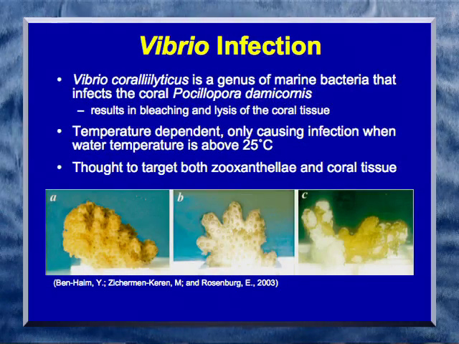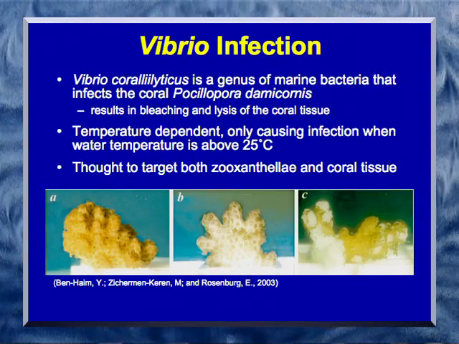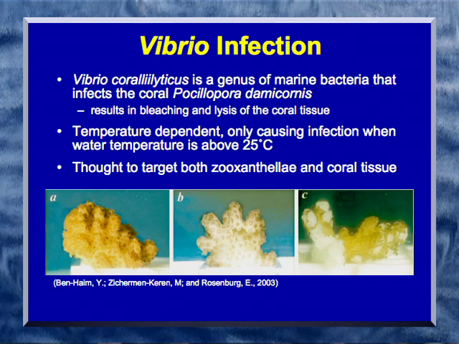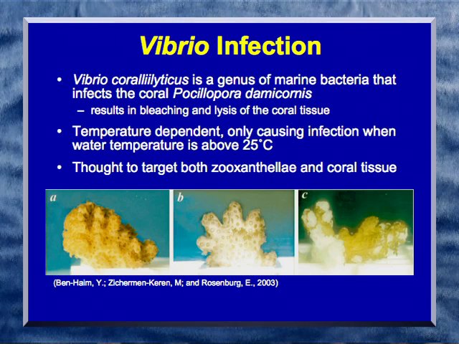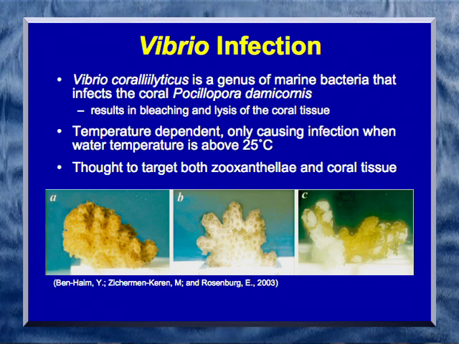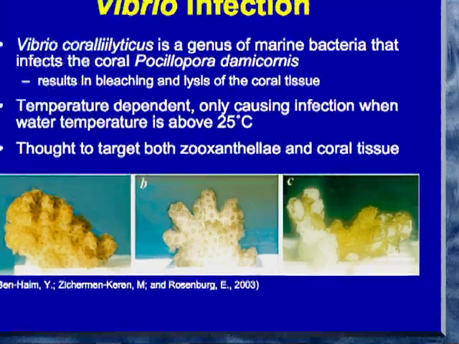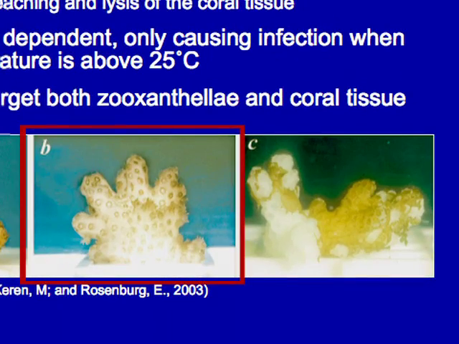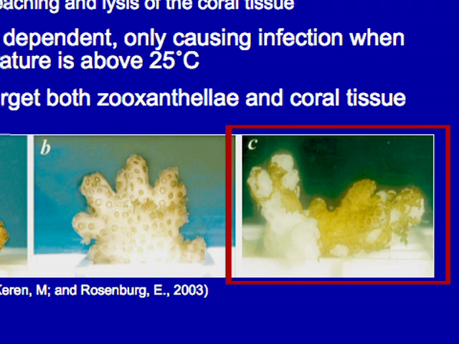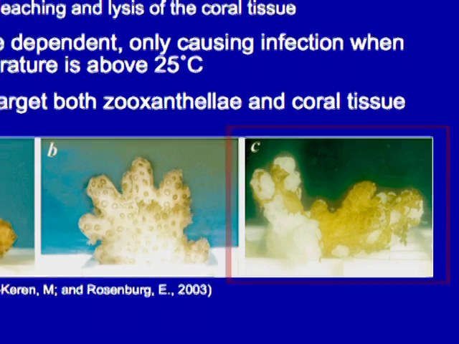So Vibrio coralliticus is a genus of marine bacteria that infects Pocillopora damicornis, which you can see here, and it results in bleaching and lysis of coral tissue. This is the coral tissue starting to bleach and starting to kind of fall off. You can see little fragments here falling off, and this is after a pretty severe onset of the infection. You can see the bare skeleton, and then the tissue is just kind of hanging on it like clothing and starting to fall off before full bleaching even occurs.